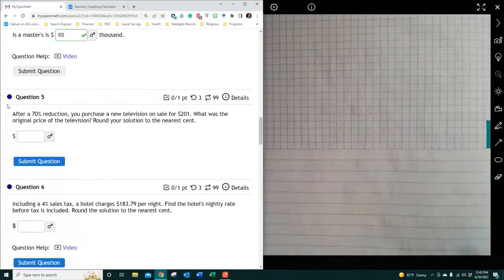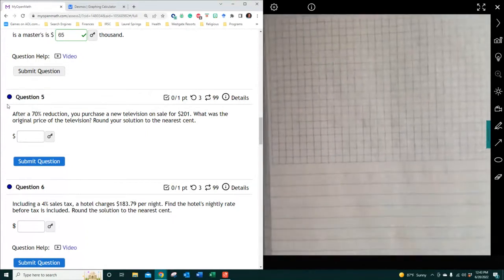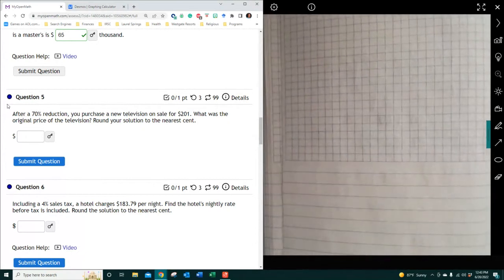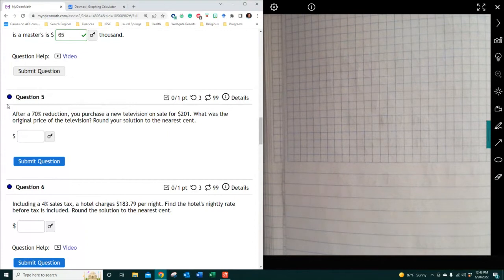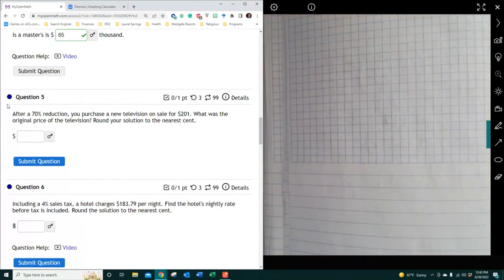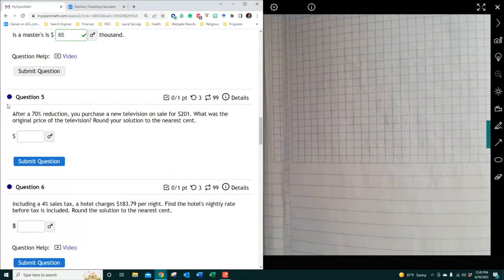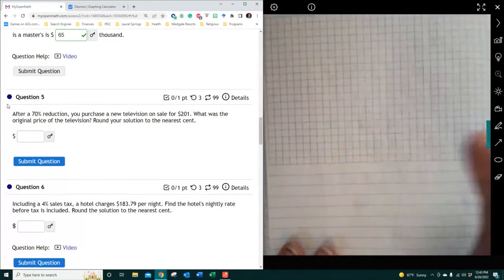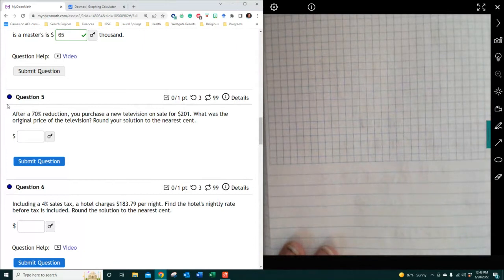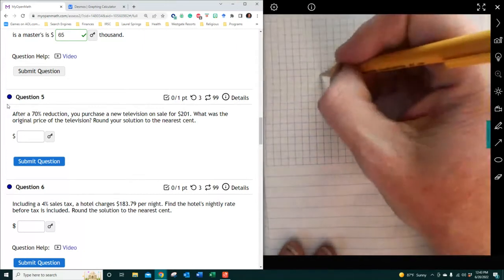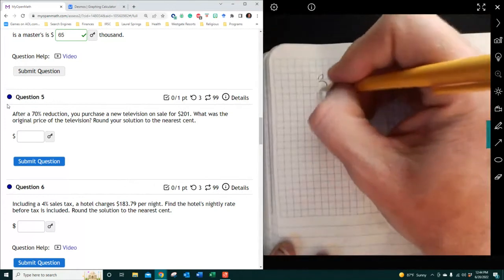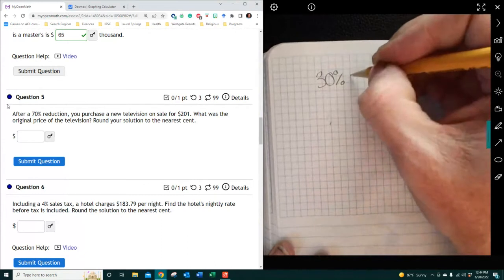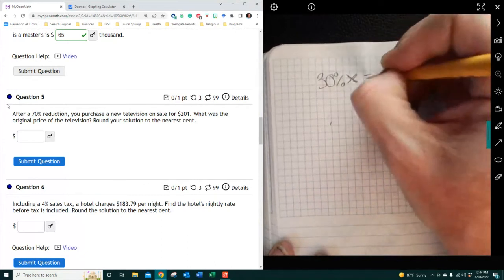All right. Sounds good. Now for this one: after a 70% reduction, you purchase a new television on sale for $201. What was the original price of the television? Round your solution to the nearest cent. Now, when it says there's a 70% reduction, that means you only spent 30% for the item. You can do it one of two ways. You can multiply 70 times 201 and then subtract it. But the easiest way is to simply take 30% of the value of the item, which we don't know the cost of, and that will equal 201.